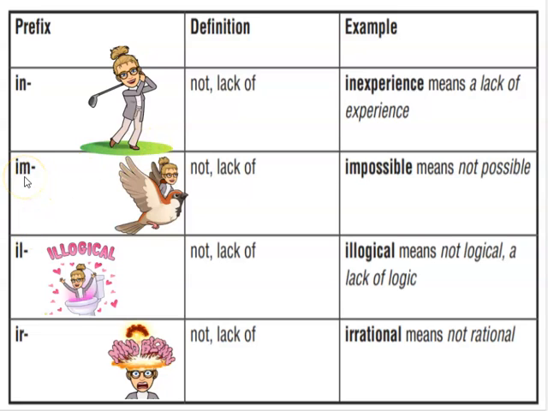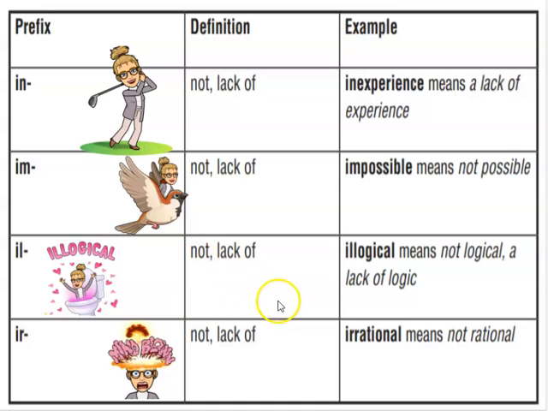Let's go down and look at another example of im. Im also means not or lack of. If something is impossible, it means it's not possible. It is impossible for Mrs. Vasquez to fly on a sparrow. Yes, that is very impossible. Next, ill.